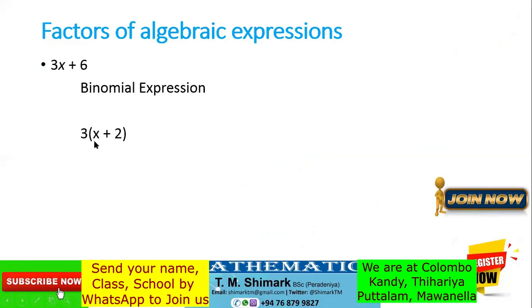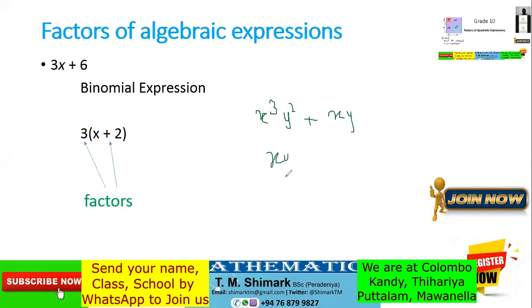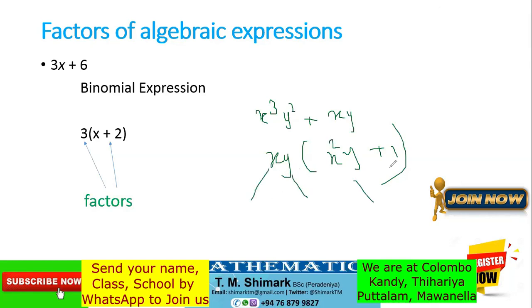3. You can take out x plus 2, right? So 3 and x plus 2 are the factors. This is the maximum we can take out. Something like x cubed y squared plus x y. If I take xy, I will be taking out, correct? So x squared y plus 1 will be my factor. So here factor 1, factor 2, factor 3. So 3 factors are there.